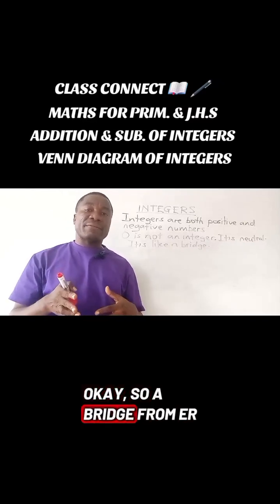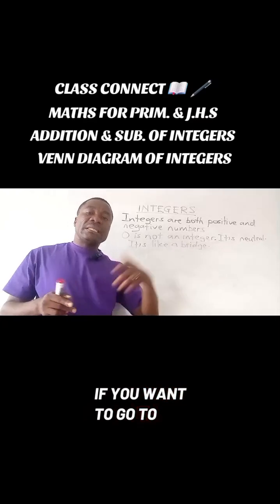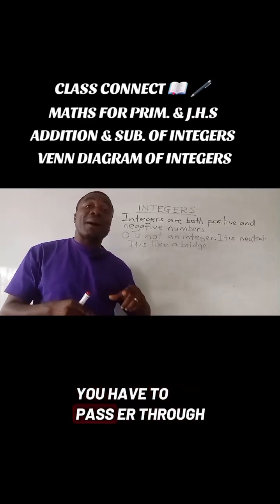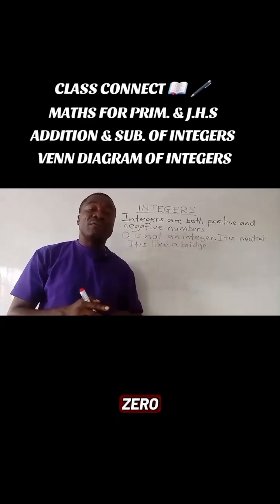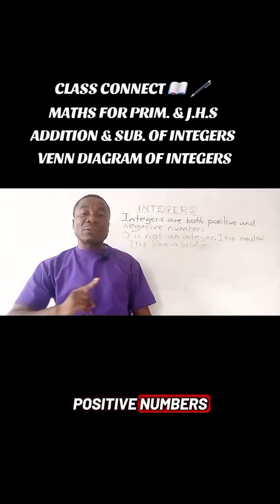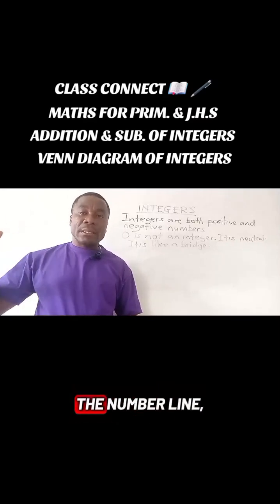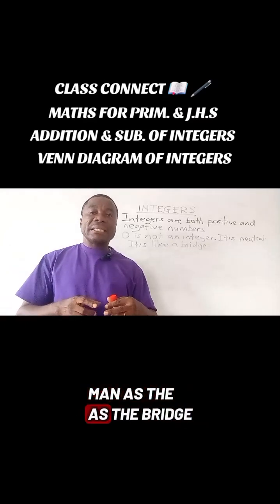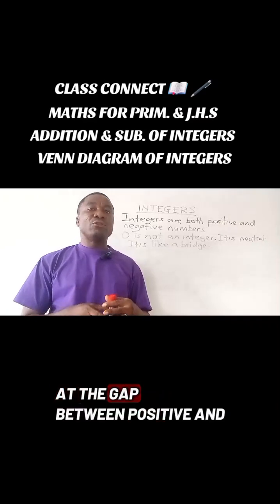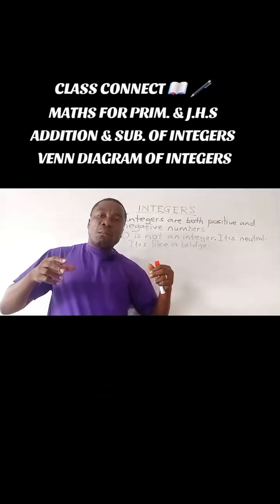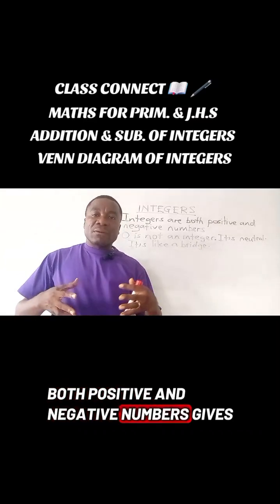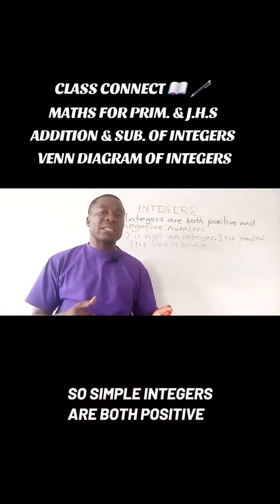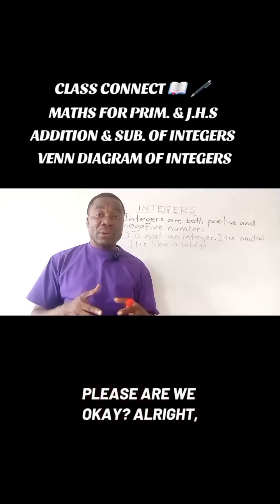If you want to go to integers' hometown, at the left side of the number line, you have to pass through 0. If you want to go to positive numbers' hometown, at the right side of the number line, you have to pass through 0. So 0 stands as the middleman, as the bridge, as the gap between positive and negative numbers. Both positive and negative numbers give us what we call integers. So simple. Integers are both positive and negative numbers. Are we okay? All right.